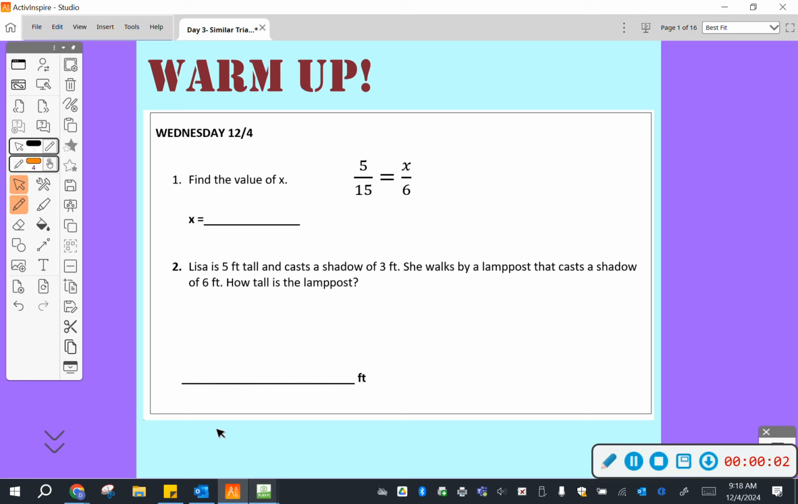For problem number 1, it says find the value of x. What are we going to do to find x? Butterfly, which is x over 15. Cross multiplication. I'm going to multiply 15 times x, and then 5 times 6. I am perfectly okay with you not showing that first step and going straight here if you want.